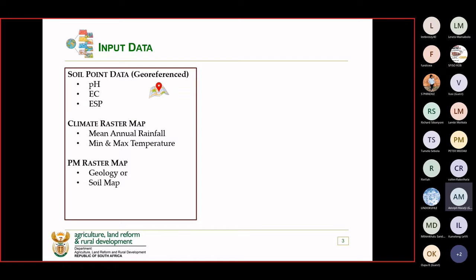The other important input data is climate raster, because we know that the issue of salt-affected soil is also influenced by climate. I guess you have a bit of an idea what I mean by a raster. This is a data set that has equally sized grids. For every grid, we need to know the mean annual rainfall and the mean and maximum temperature. So already under climate, we have three data layers. The other factor is parent material. We used a geology data set, and we also rasterized our land type data.